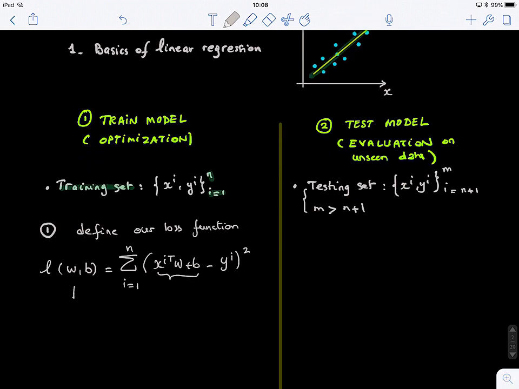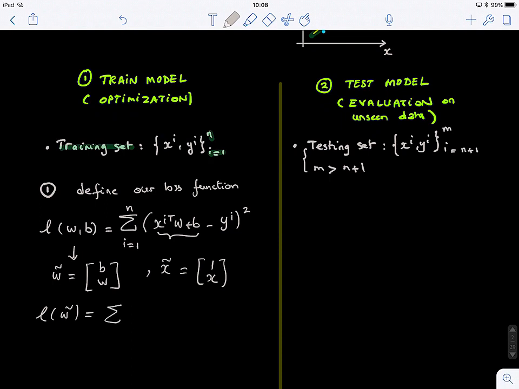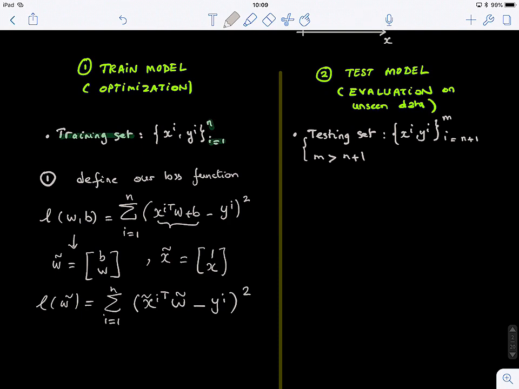After that, if you remember, we defined the compact form, the W tilde vector. So we have the B and the W, and the X tilde, so we have 1 and X. And we defined our new loss function, which is the sum over i, all our training points, of x_i tilde transpose W tilde minus y_i, squared. So we got rid of the b scalar value. Now this is the first step. What is the second step, which is important?